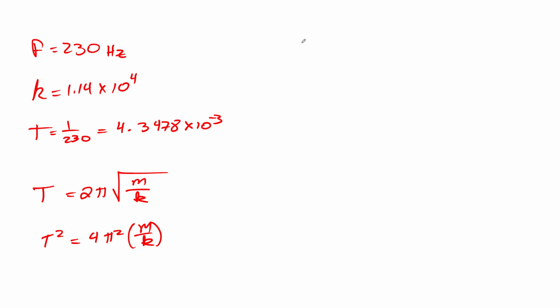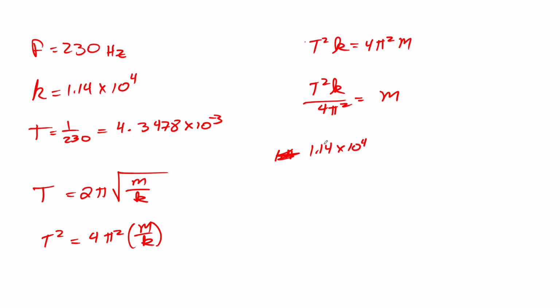So rearrange this, multiply both sides by K. So T squared times K is equal to 4 pi squared times the mass. Divide both sides by 4 pi squared. T squared times K over 4 pi squared is equal to the mass. Now put the numbers in. 1.14 times 10 to the fourth, that's K, times T.